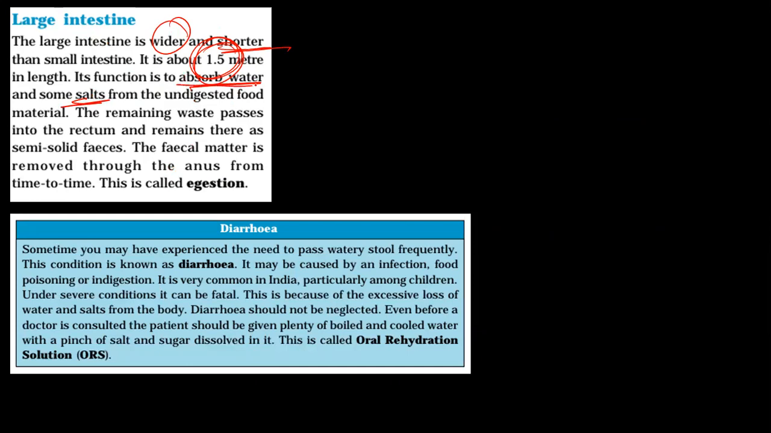It absorbs water and salts from the undigested food material, and the remaining waste it passes on to the rectum. After absorbing water and salts from the undigested, unabsorbed food, whatever waste is still left passes on to the rectum and stays there. It is stored as semi-solid feces, and this fecal matter is removed through the anus through egestion. So we completed all our processes. Sorry, this is egestion.